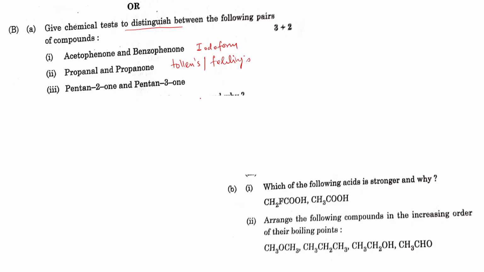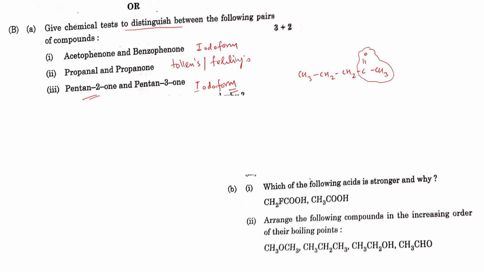Any test. Pentan-2-one and pentan-3-one. Again, we can distinguish this by the iodoform test. Because when you write pentan-2-one, it is written as CH3CH2CH2COCH3. The moment it becomes COCH3, that means this compound undergoes the iodoform test.